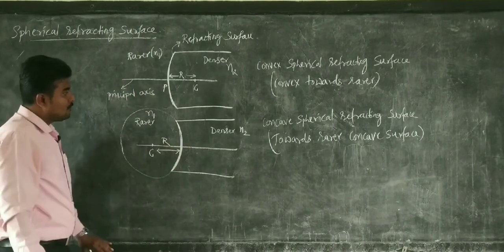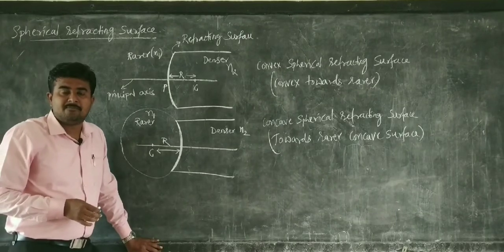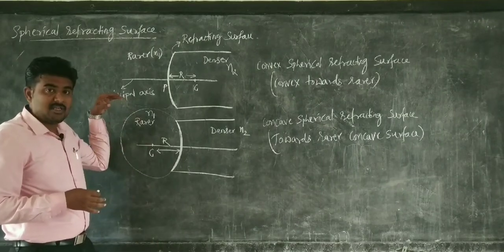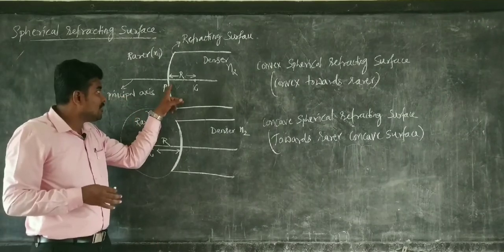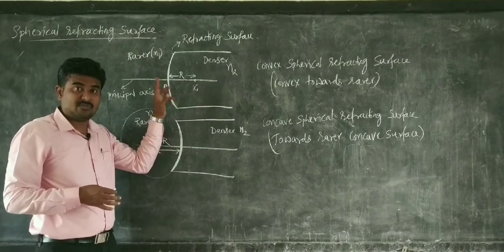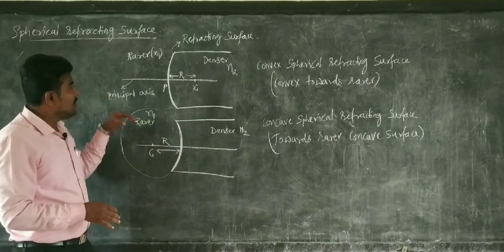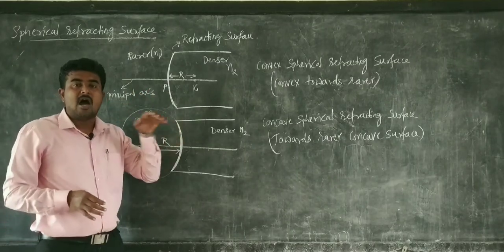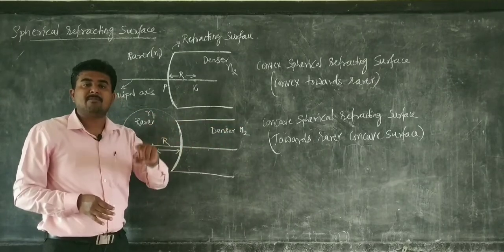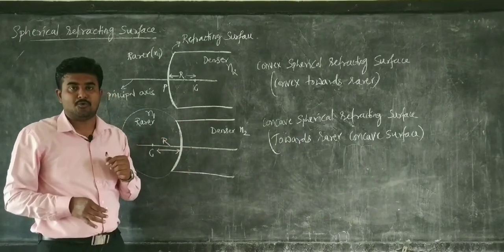While discussing mirrors, we had considered the sign conventions. Same way here also, all the measurements are to be done from the pole. This is the first sign convention. Second sign convention: if our measurement is along the direction of the incident ray, it is taken as positive. If the measurement is opposite to the direction of the incident ray, it is taken as negative.